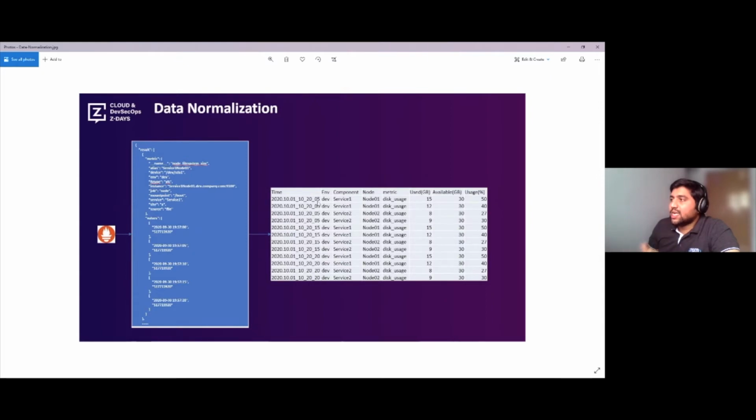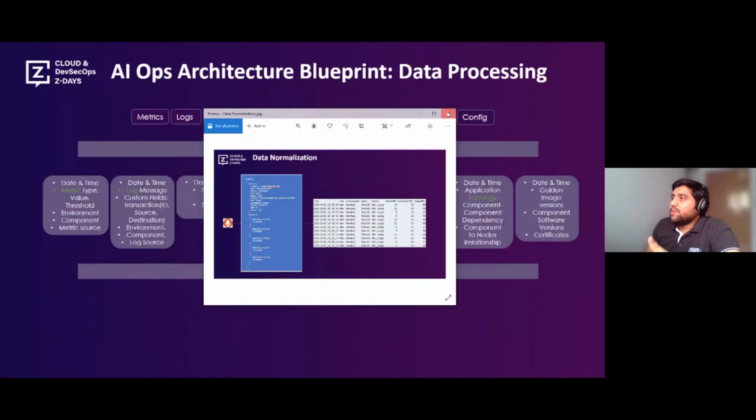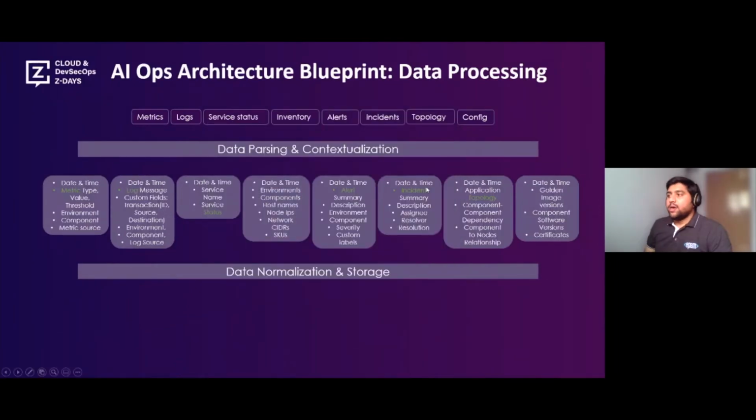So in the 5th second, the data in environment dev for service 1, which has 2 nodes, node 1 and node 2. For node 1, we are trying to collect the file system size. The file system used is 15 GB, and the available is 30 GB. The usage is 50%. Similarly for service 1 node 2, and service 2 node 2. It will be represented in this format so that it will be easy for the machine learning model to parse this data and run its ML on top of it.